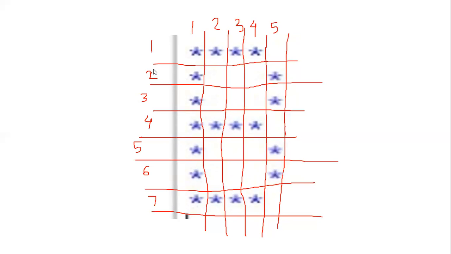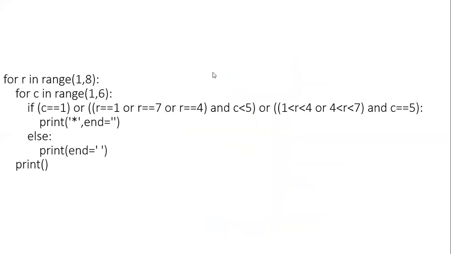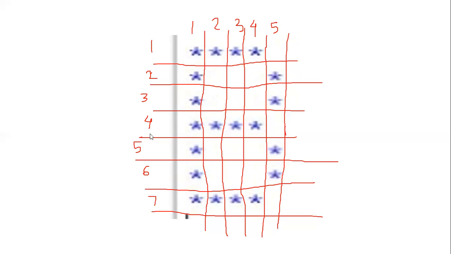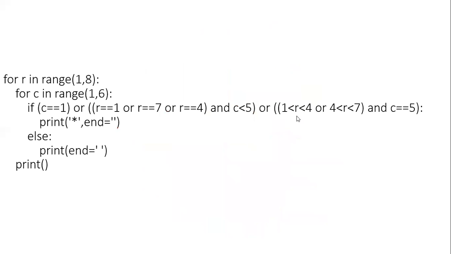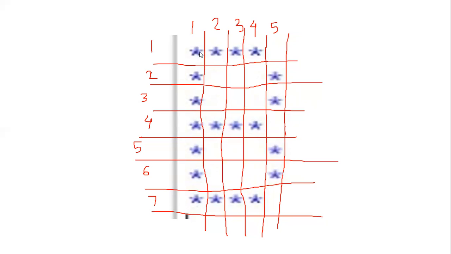So if R equals 1 or 7 or 4. So this is 4th row and this is 7th row. So in these rows, the column value should be less than 5, because here we don't find any stars here and here and here. So we should not consider this column. We should consider only 4 columns. So this is the condition for that. And after that, we have successfully printed these things.